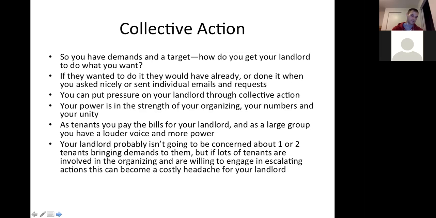Your landlord, if they're not doing repairs and they're ignoring your request, is not going to be concerned if one or two people bring the demand to them. Even if you call yourselves a tenant association, they're not going to be too concerned. But if lots of tenants are involved in the organizing and are willing to engage in escalating actions, then this can become a headache for your landlord. Sometimes tenants are able to put costs on our landlords, whether it's financial costs, social costs, or personal costs, in order to force them to reconsider whether they want to change their behavior. So that's what we're doing when we're taking collective action to put pressure on our landlords.